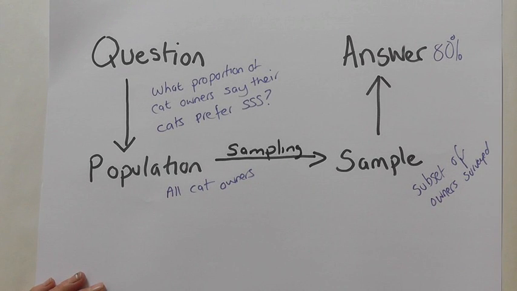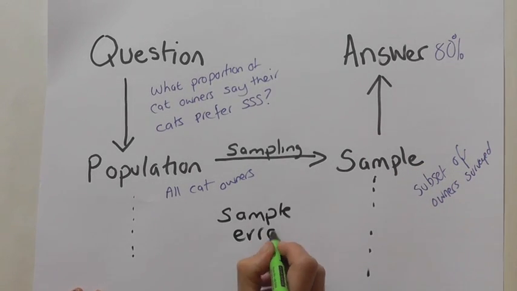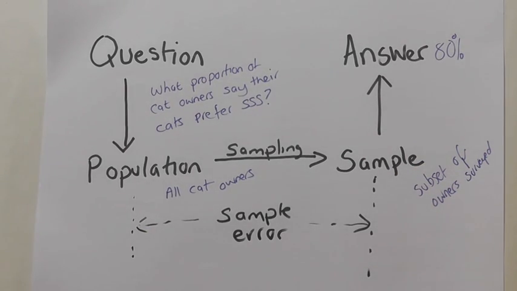Answering questions by sampling is generally the only practical approach, and a well-chosen sample will reflect what's in the population it's come from. But samples aren't usually exact mini versions of their populations. There is generally a difference between a sample and the population it's come from. This is called sample error.